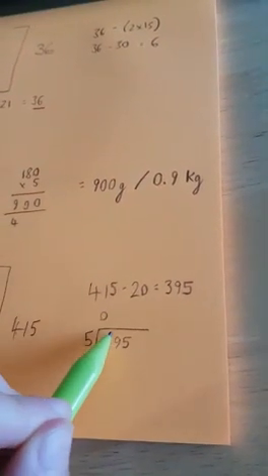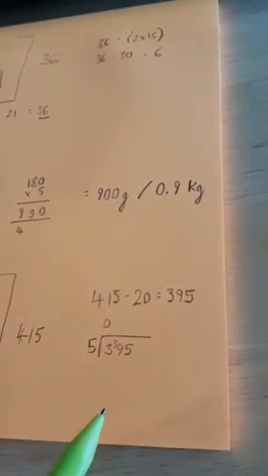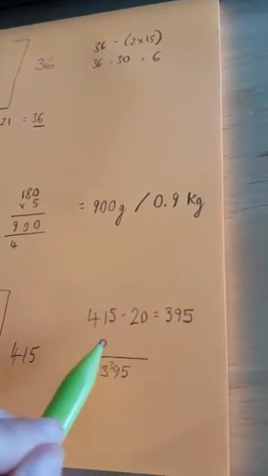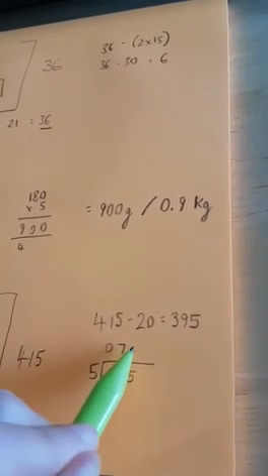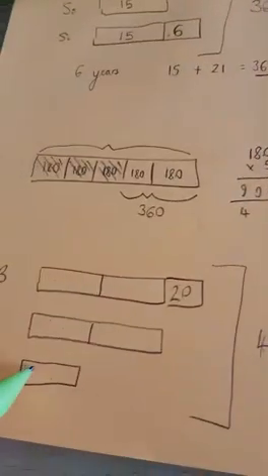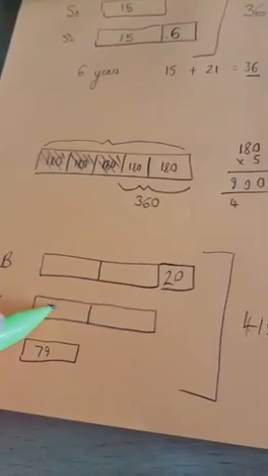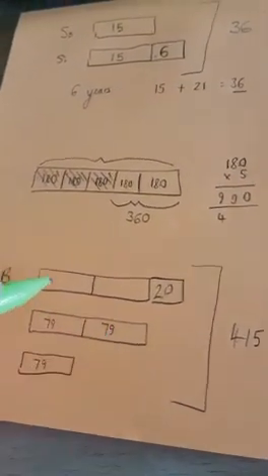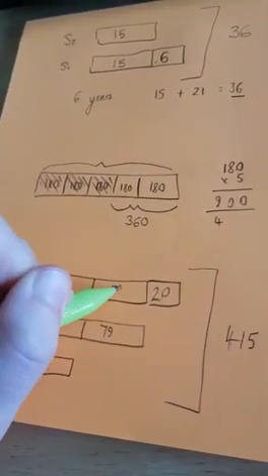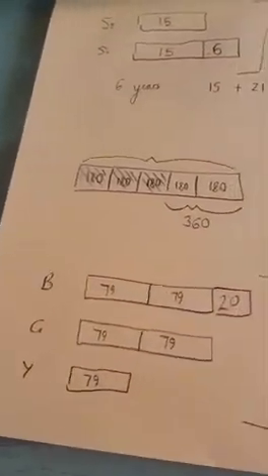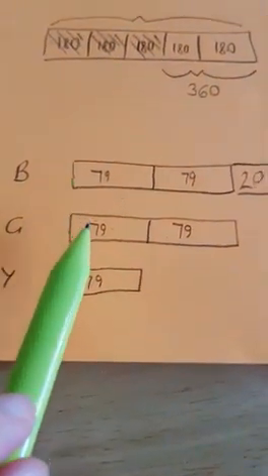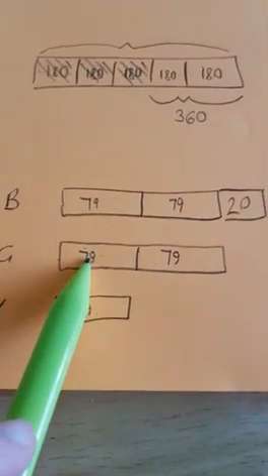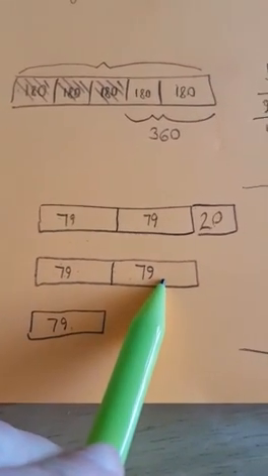5s into 3 don't go, carry the 3. 5s into 39 go 7, remainder 4. 5s into 45 go 9. That means that each part is 79. The question was, how many green counters are there? The answer would be 79, add 79.